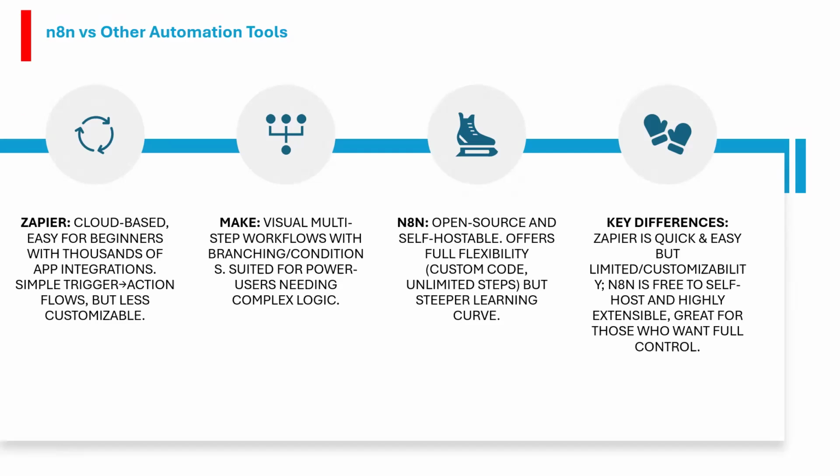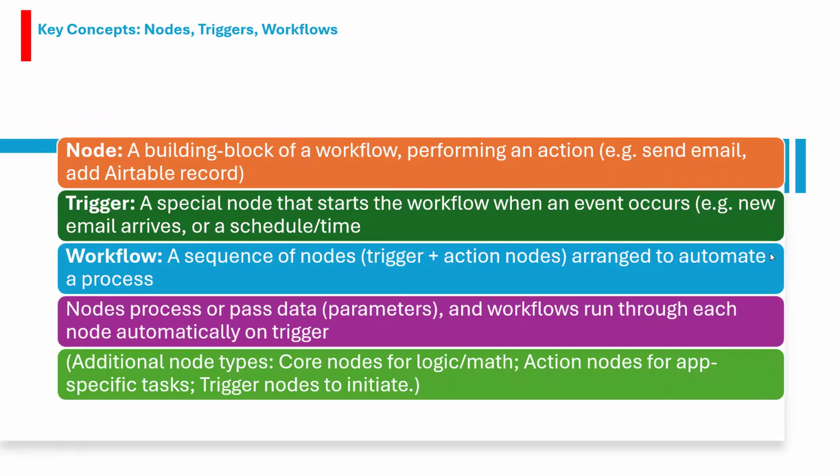What are the key differences? Zapier is quick and easy, but has limited customization. n8n is free to self-host and highly extensible. One beautiful part is it's great for those who want full control. So if you want full control of your workflow and your automation, n8n is still one of the best.